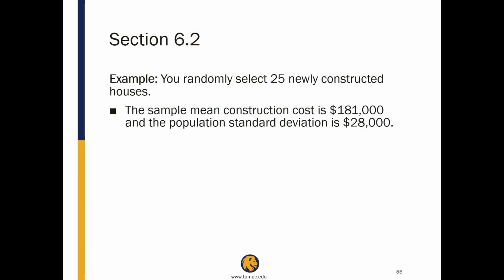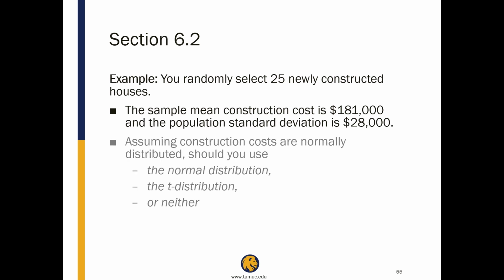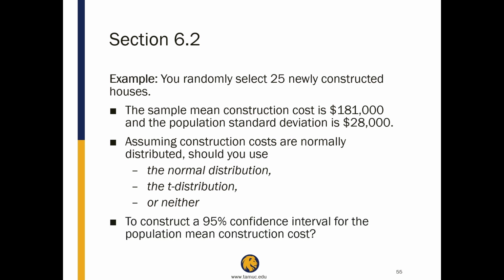Let's just look at an example and figure out what we would use. Could we use z-scores? Could we use the t-distribution? What would we do here? It says randomly select 25 newly constructed houses. The sample mean of construction cost is 181,000. The population standard deviation is 28,000. Assuming construction costs are normally distributed, should we use the normal distribution, the t-distribution, or can we use neither of the two? What we're going to be trying to do is construct a 95% confidence interval using margin of error for the mean construction costs of the population.